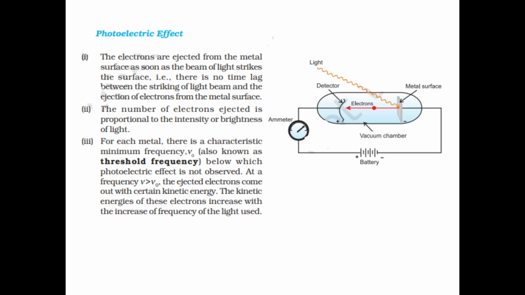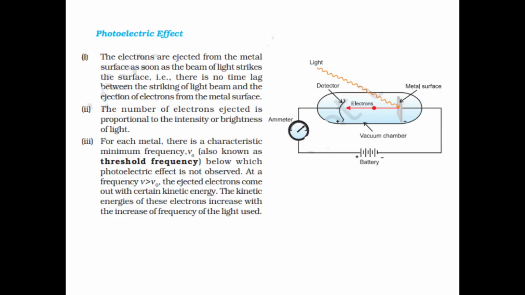Come to the photoelectric effect. It is proposed by the famous scientist Albert Einstein. He got a Nobel Prize for this experiment. The electrons are ejected from the metal surface as soon as the beam of light strikes the surface. That is, there is no time lag between the striking of the light beam and the ejection of the electrons from the metal surface.